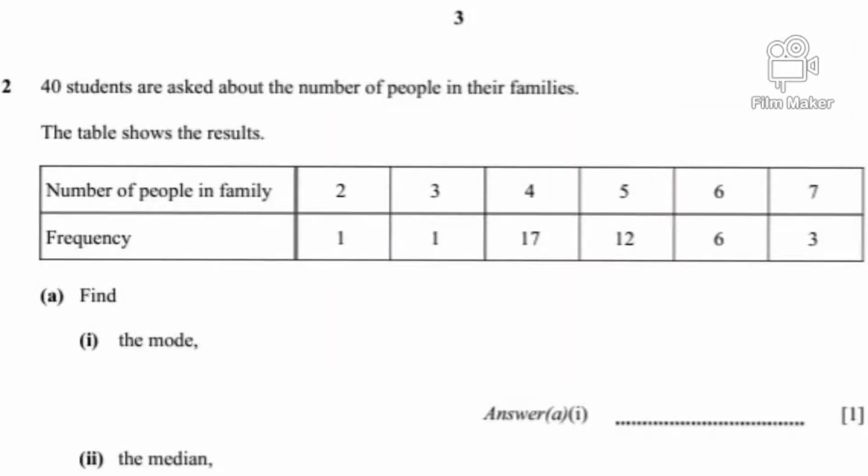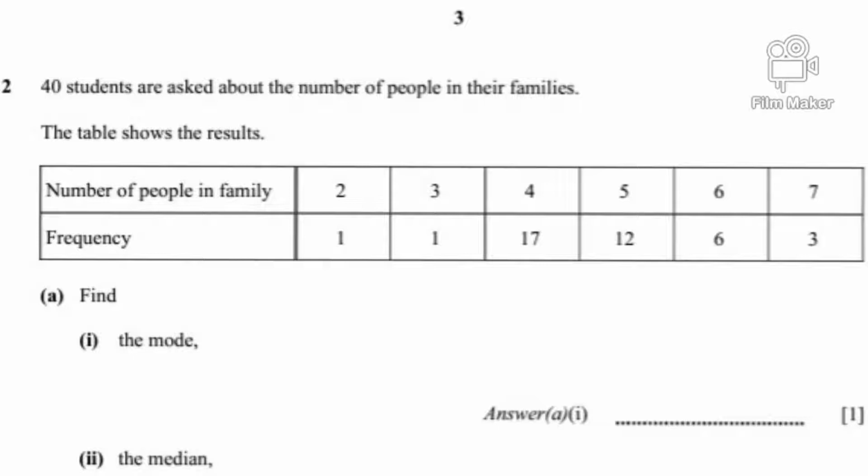Let's move on to question 2. It reads, 40 students are asked about the number of people in their families. The table shows the results. Number of people in family: 2, 3, 4, 5, 6, 7. We are also given the frequency: 1, 1, 17, 12, 6, 3.